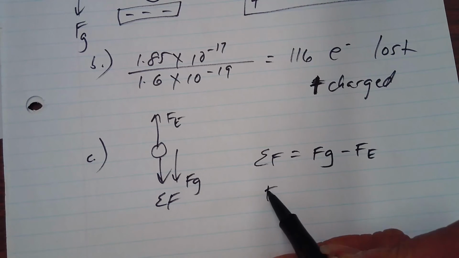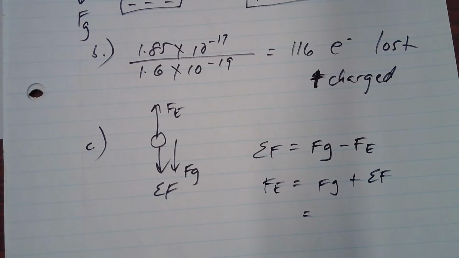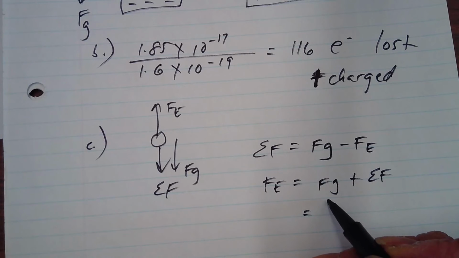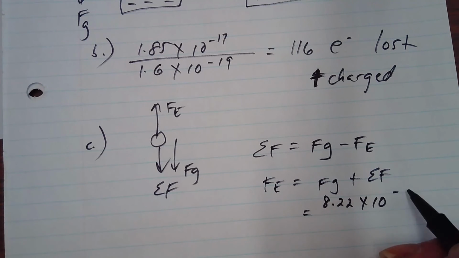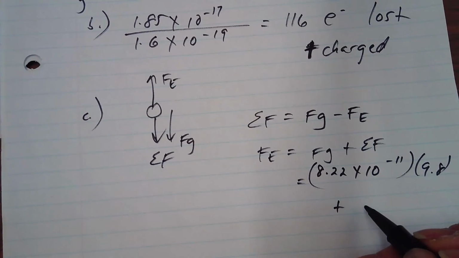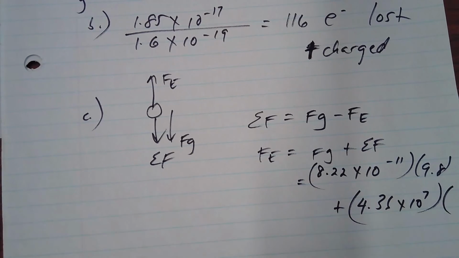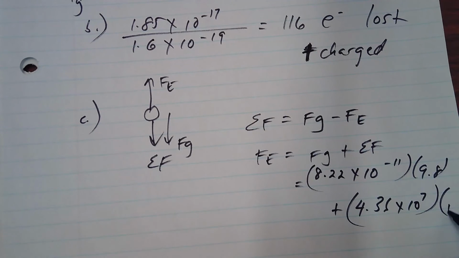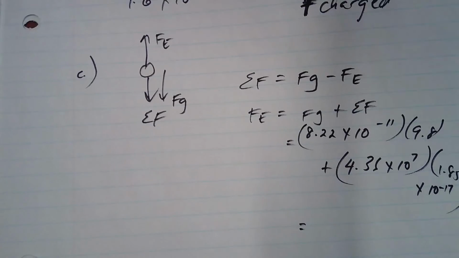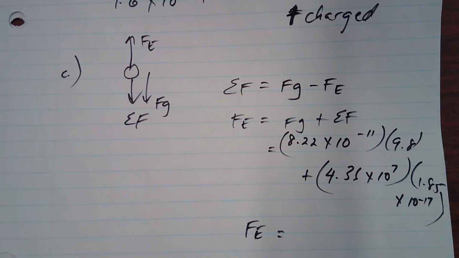Okay, so to calculate the electric force, it's gonna be Fg plus net force. Let's put in our mass here. Mass of 8.22 times 10 to the negative 11 times 9.8 plus, what's our Q? 4.36 times 10 to the 7, and the charge we found to be 1.85 times 10 to the negative 17. Okay, so let's enter all those numbers and see that. Can you guys try this, please?